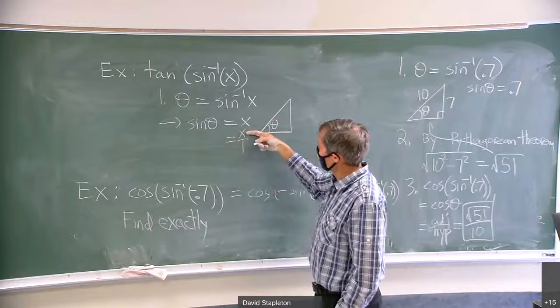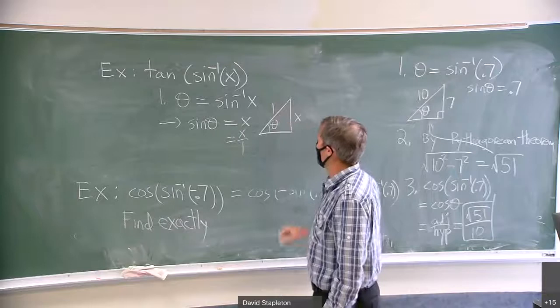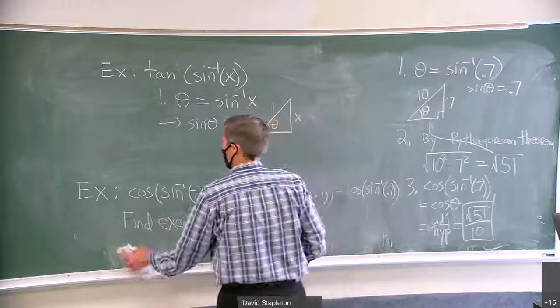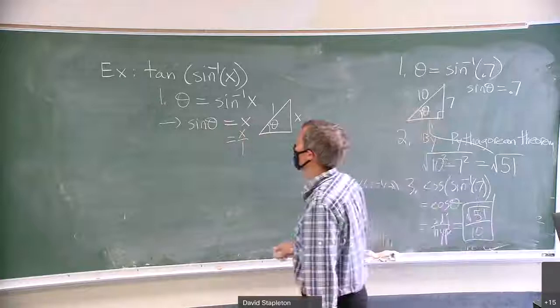So I'm gonna interpret this as the opposite and this is the hypotenuse, or I can make it 2x over 2 or something like that. We'll just put x in 1. Now the sine of theta is x, right? Now I'm gonna get a general expression for the tangent of the arc sine of x.